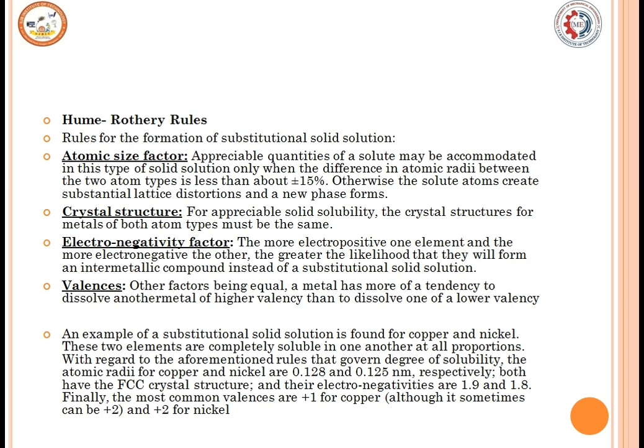An example of a substitutional solid is found for copper and nickel. These elements are completely soluble in one another at all proportions. With regard to the aforementioned rules that govern the degree of solubility, the atomic radii of copper and nickel are 0.128 and 0.125 nm. The structure they have is FCC structure. Their electronegativities are 1.9 and 1.8.